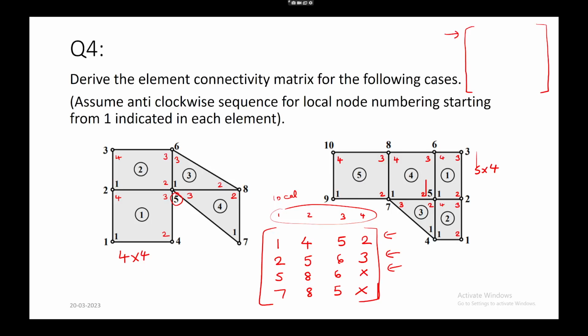So what will be my K55? This is my global node number 5. From these options, what do you think will be the answer of K55?